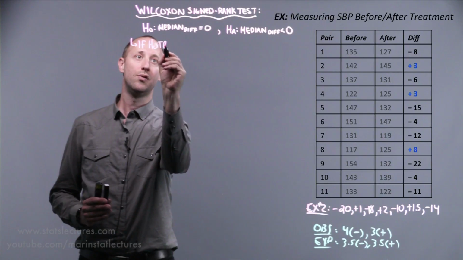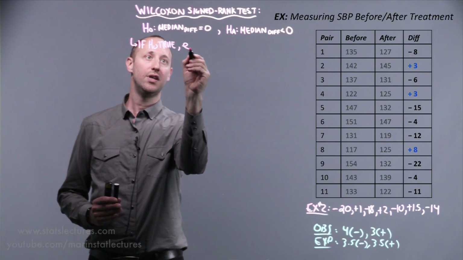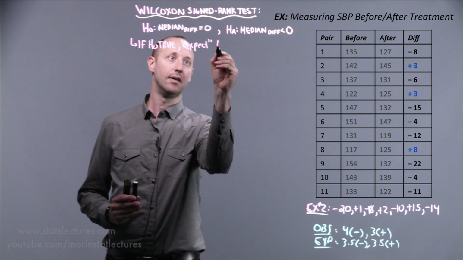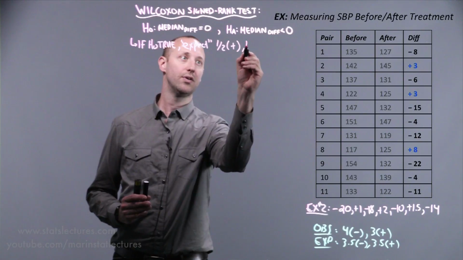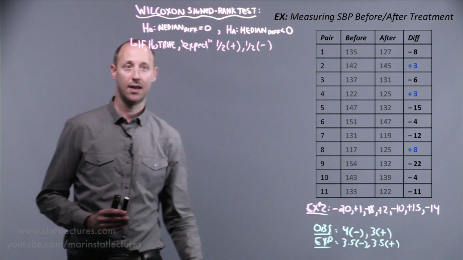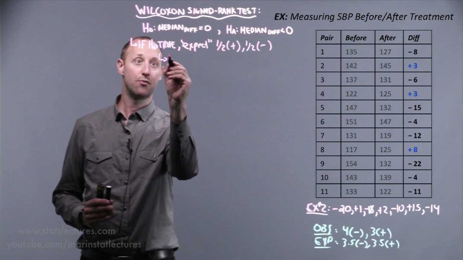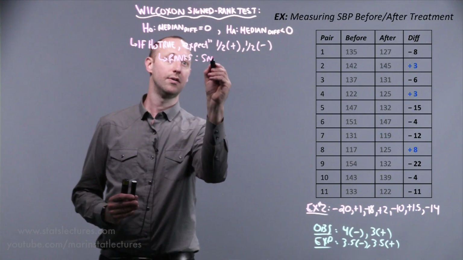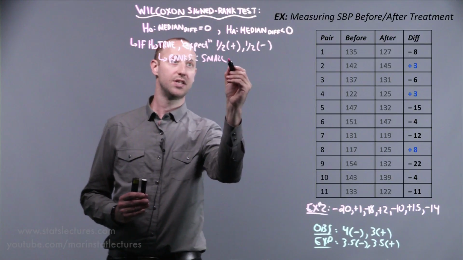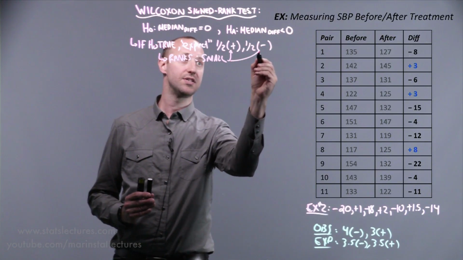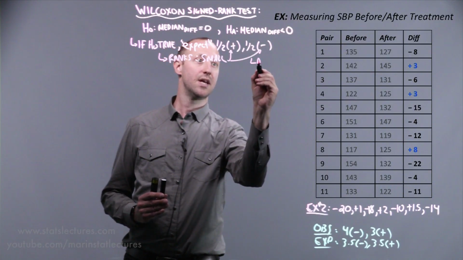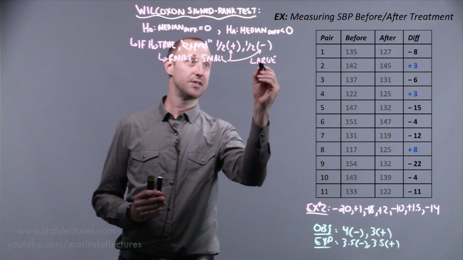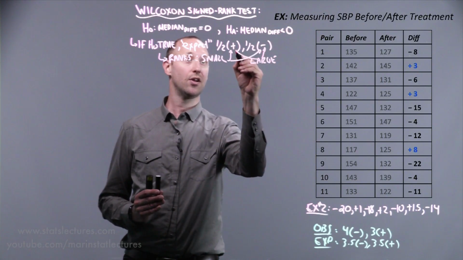If the null is true, we've already noted that we're going to expect about half the people to show an increase, half to show a decrease, and in terms of the ranks, we're going to expect the small ranks, right, the small changes, to be equally distributed amongst increases and decreases. Same with the large ranks, or the large changes. If the null is true, we'd expect to see large decreases and large increases.